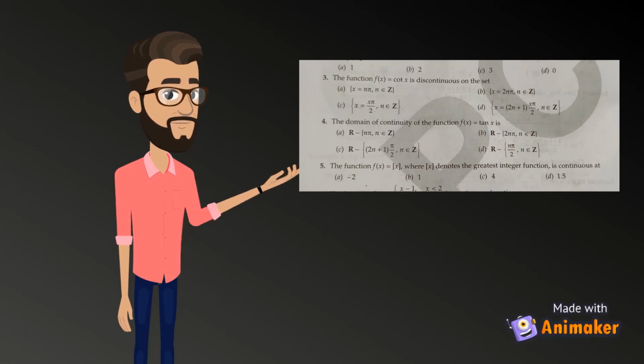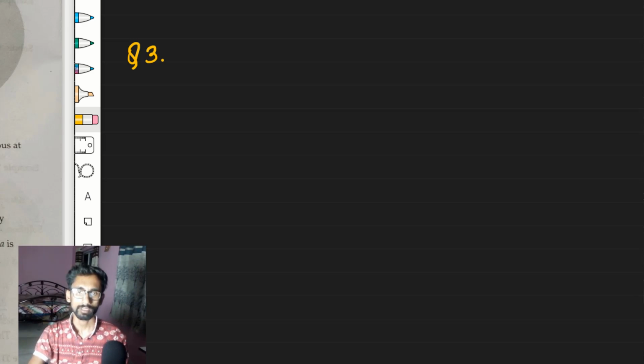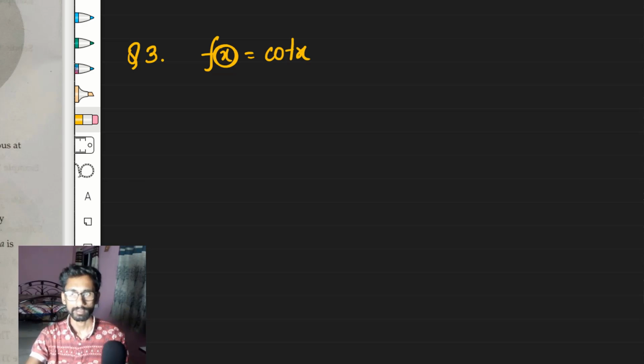Another important type of MCQ. Again, pause and try it yourself first. In question number 3, the function is defined as f(x) equals cot x. Now, the cot x function is not a continuous function, as well as the tan x. In case of tan x, it is 0 at 0, infinity at pi by 2, again 0 at pi, and minus infinity at 3 pi by 2.